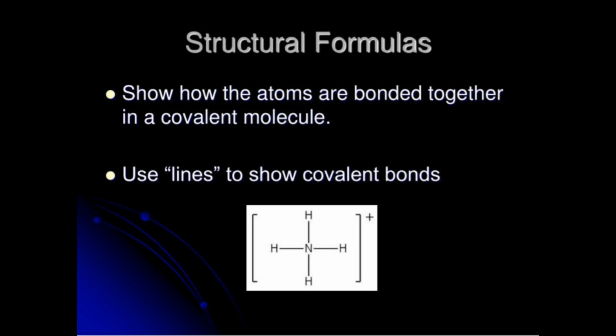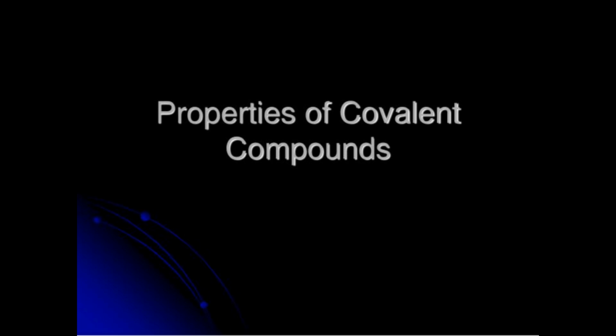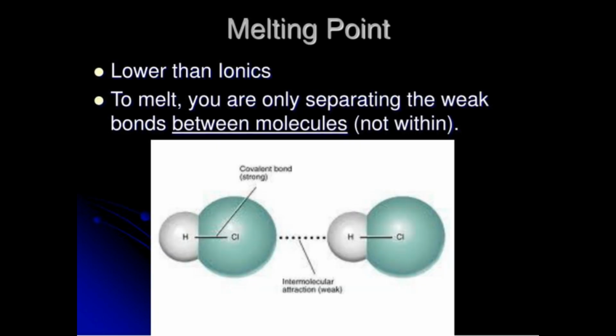And so we usually use lines to show the covalent bond, and an example is given there. Okay, so let's look at a few properties of covalent compounds. Number one is melting and boiling point. Most covalent compounds have low melting and boiling points, usually lower than the ionics.